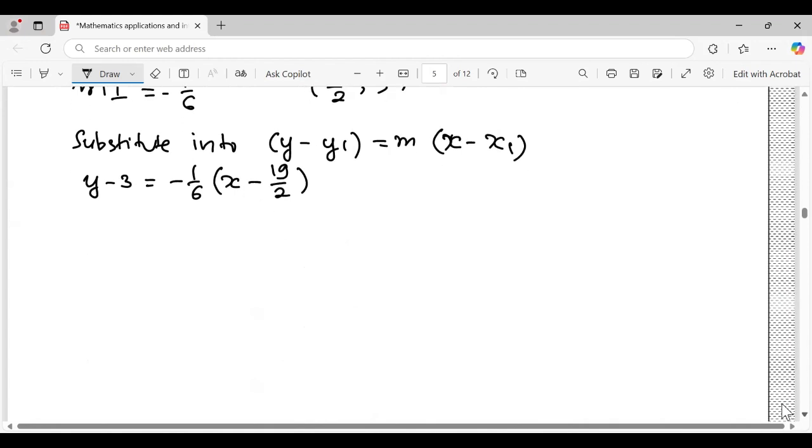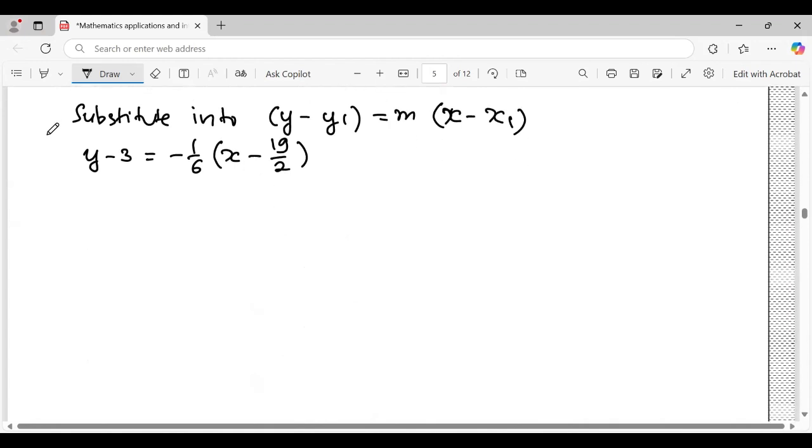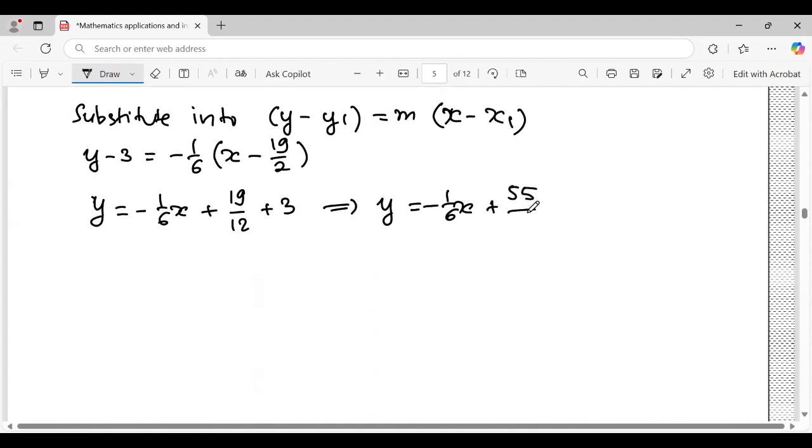Scroll down first, and after that, it's going to be y equals minus 1 over 6 x plus 19 over 12, plus 3. So the equation is y equals minus 1 over 6 x plus 55 over 12. This is the equation.